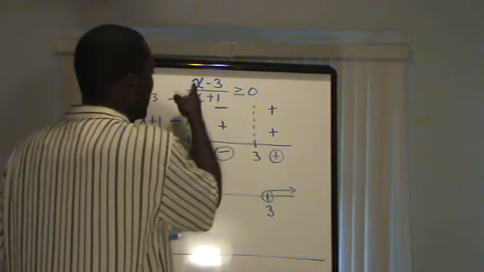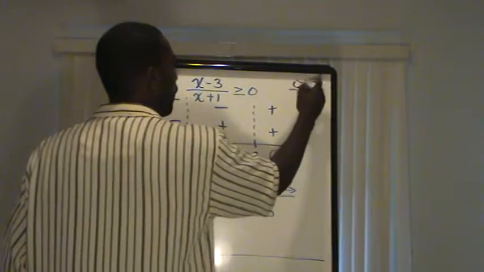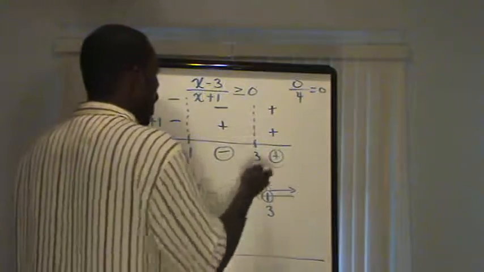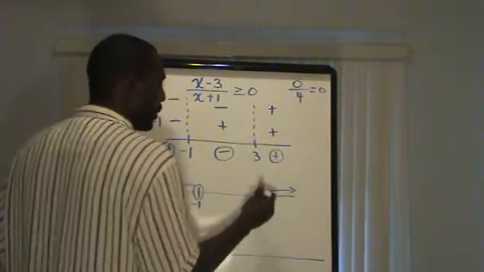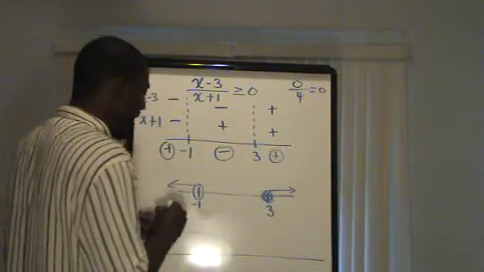Because if x is 3, this says 3 minus 3, I've got 0 in the numerator. And I would have 4 in the denominator, but that's fine. 0 over 4 is 0. So the only solution that gives us 0 would be 3. So therefore I need to shade in my 3, and my negative 1 actually stays open.